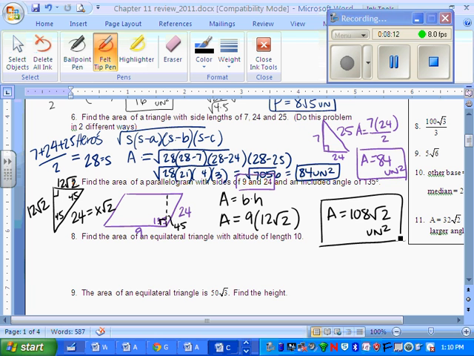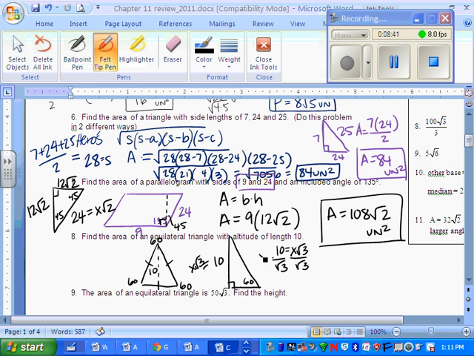Number 8, find the area of an equilateral triangle with an altitude length of 10. So if I have an equilateral triangle, I know all sides are the same. I know the altitude is 10. Okay, how will I do this? Well, hopefully you know by now that in the equilateral triangle, each angle is 60 degrees. So when I'm breaking that up, I am getting a 30, 60, 90 triangle. Across from 60 is 10, so that's equal to x root 3. If 10 equals x root 3, I solve it: divide by root 3, multiply by root 3. Root 3's cancel. I get 10 root 3 over 3 as my x.